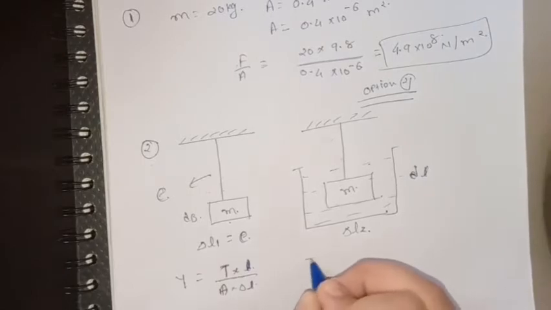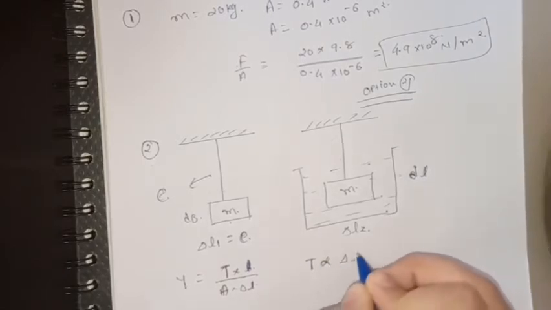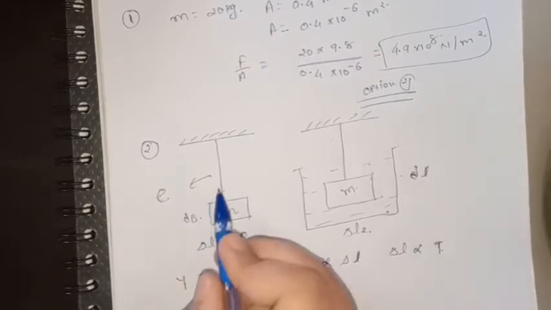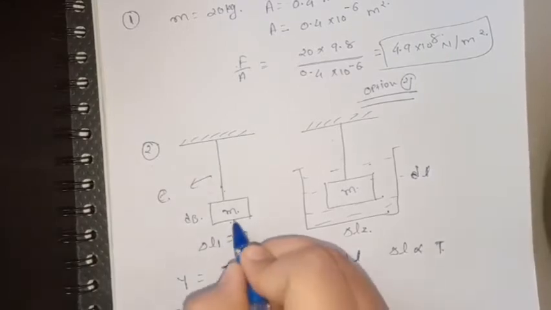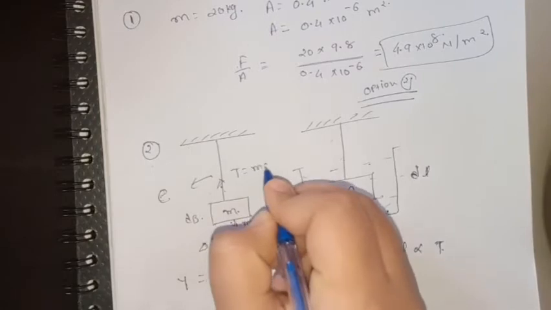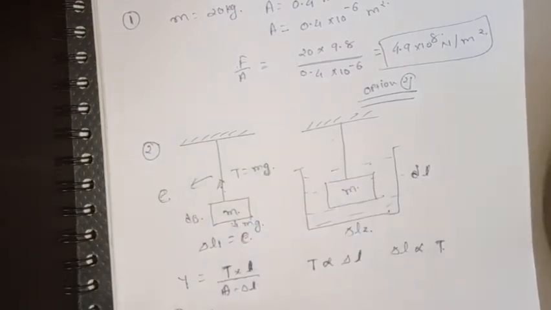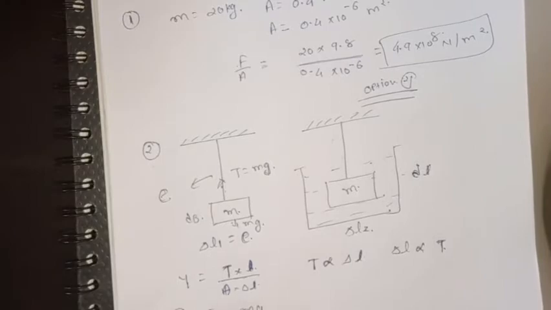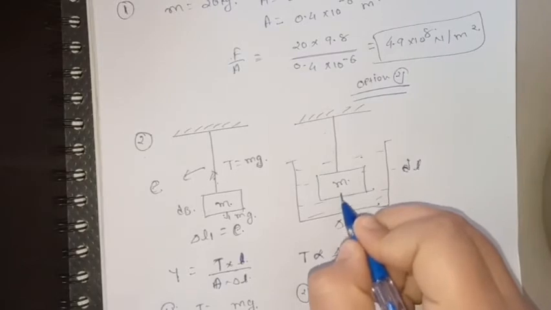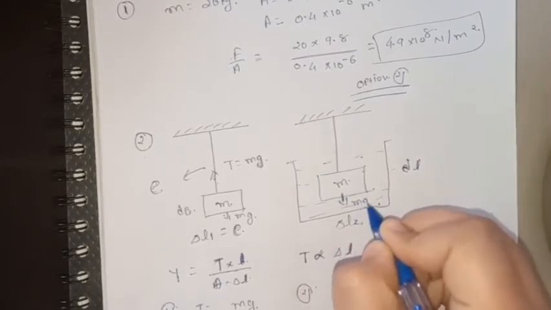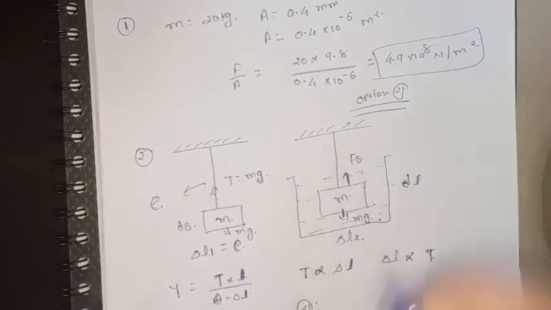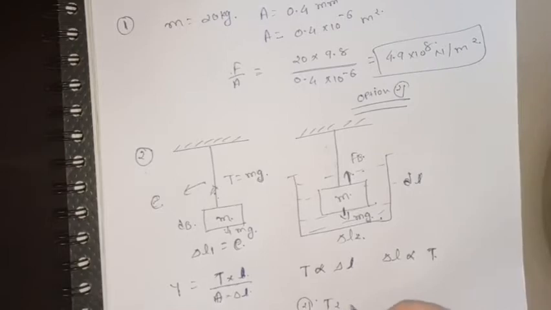So we can say tension force is directly proportional to delta L, or delta L is directly proportional to tension force. The tension force created in first case will be due to gravitational force only. So tension force in first case will be mg. T will be mg. Let's say it is T1. In the second case, if we draw the free body diagram of the object, in the downward direction force acting is mg, and in upward direction buoyant force will act.